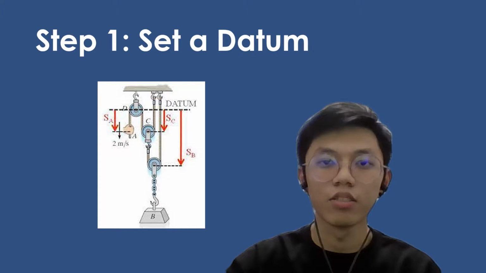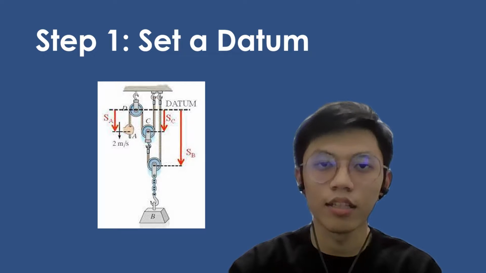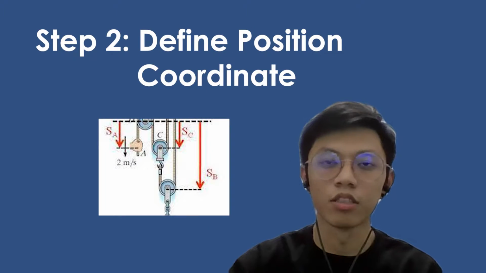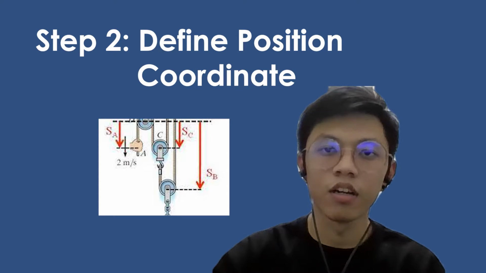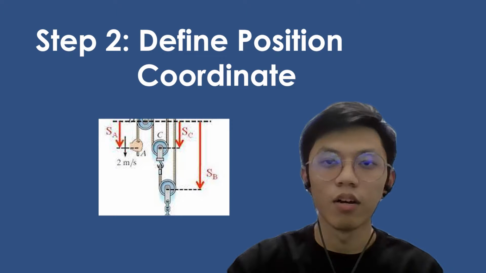The first step is to set a datum. A datum is defined as the reference or fixed starting point which is set at the pulley. The next step is to define the position coordinate. The position of the object is measured from the pulley, which is the datum line, and the downward motion is assumed as in positive direction.